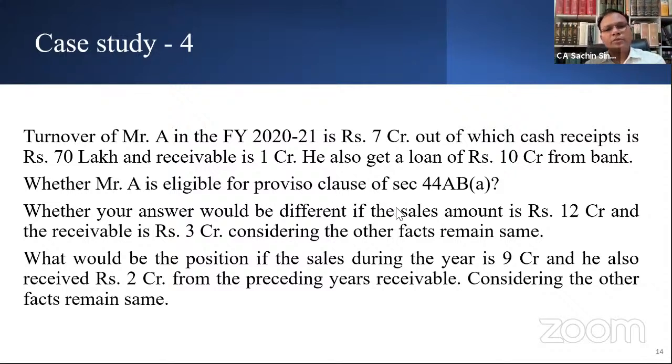Whether your answer would be different if the sales amount is 12 crore and the receivable is 3 crore, considering the other facts remain same. So sales amount is 12 crore and the receivable is 3 crore, so the received amount is 9 crore. In that case, what would be the situation? Assuming there is no loan in that year. So in that case, yes. Yes means he is eligible to take the benefit of the proviso clause.